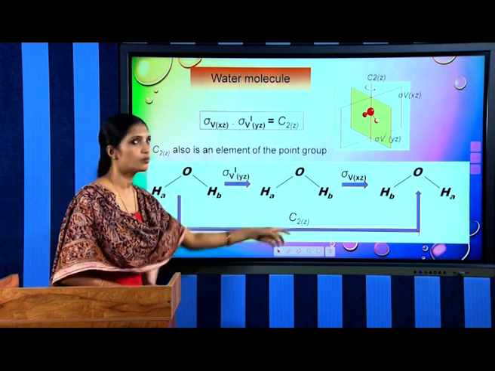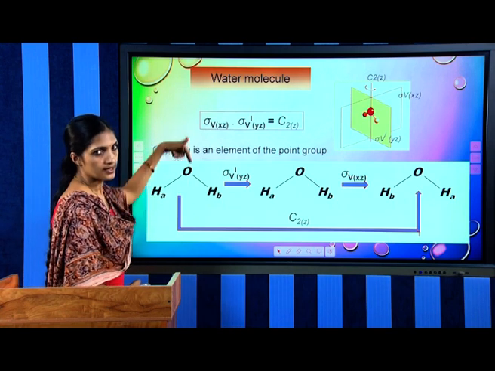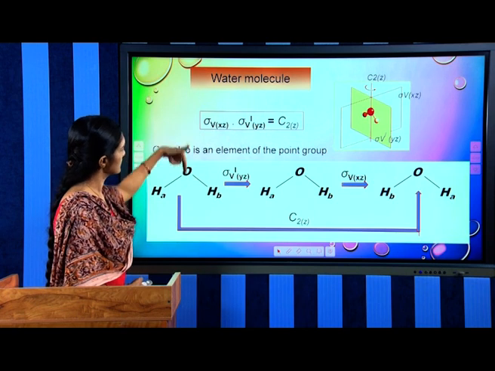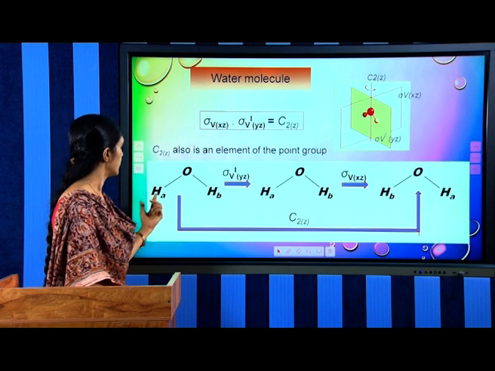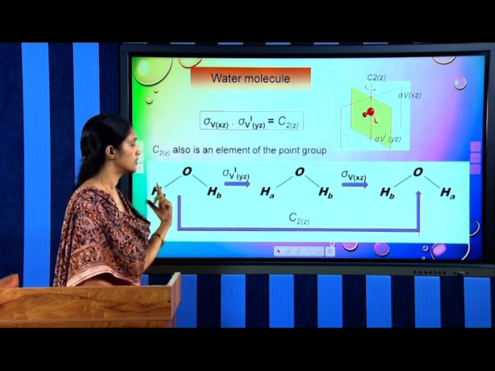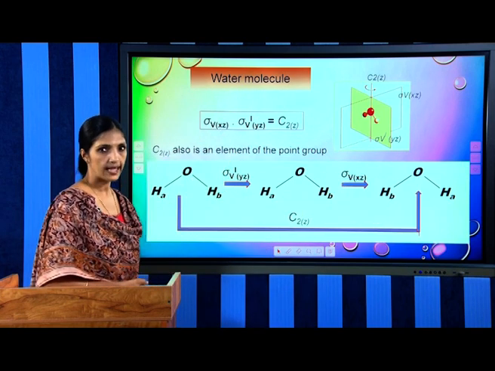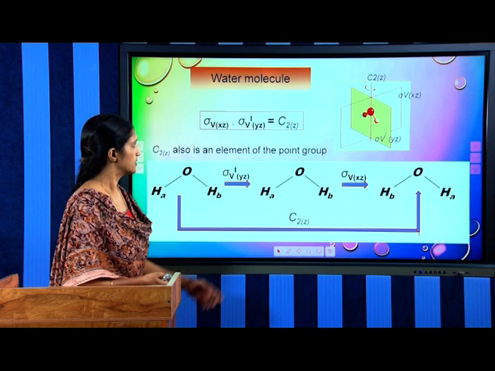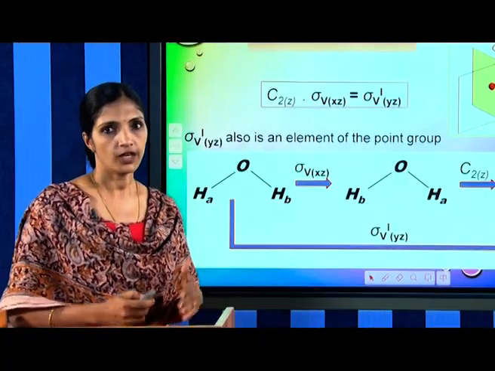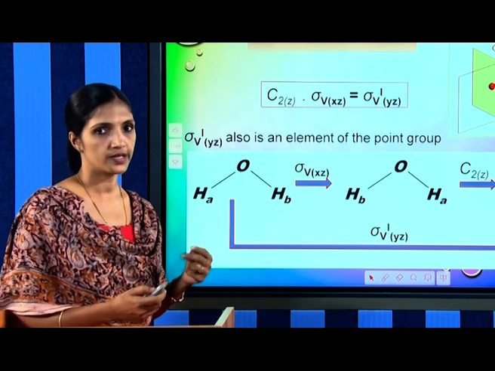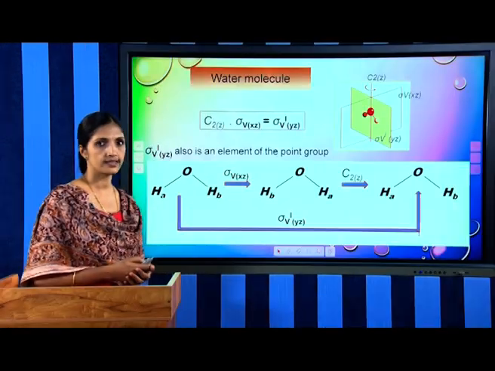So, C2Z is operated. What is C2Z? It is the axis through which we are rotating 180 degrees in the anti-clockwise direction. So, HB goes to the place of HA and vice versa. So, again this will be the result. Both results are the same, right. So, C2Z is an element of the group. Now, we have to check with the other 2 operations also. We are here selecting C2Z and sigma V x z. Okay.